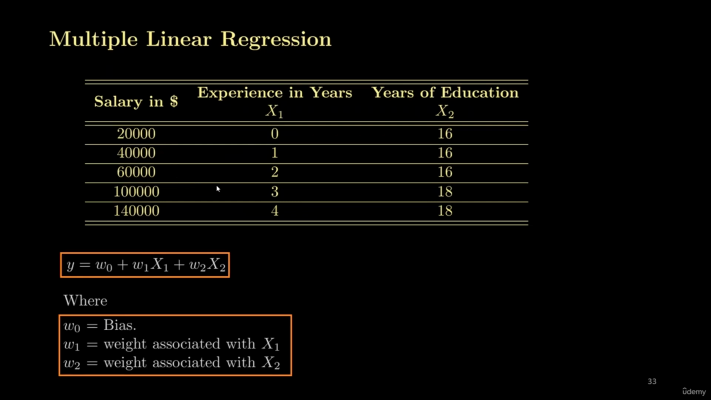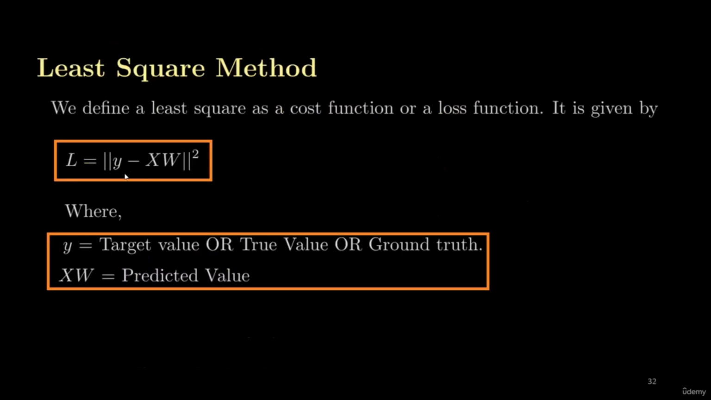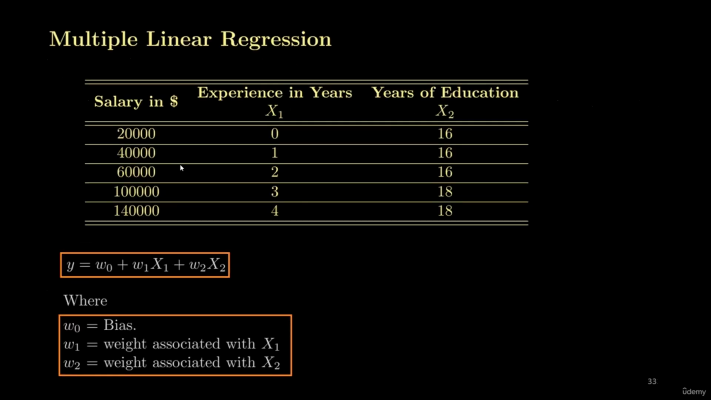Now, how to set up a least square problem from this multiple linear regression dataset? So basically, we have to create three matrices. We have to create Y matrix, we have to create X matrix, and we have to create W matrix. If we go back and see the equation of a least square, we need three matrices, Y, X, and W. So we will create these matrices from our dataset.